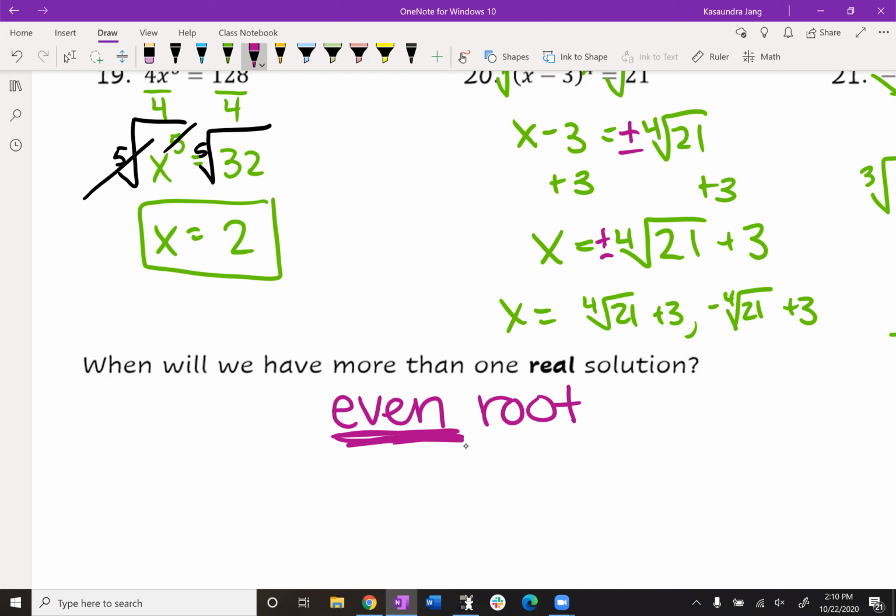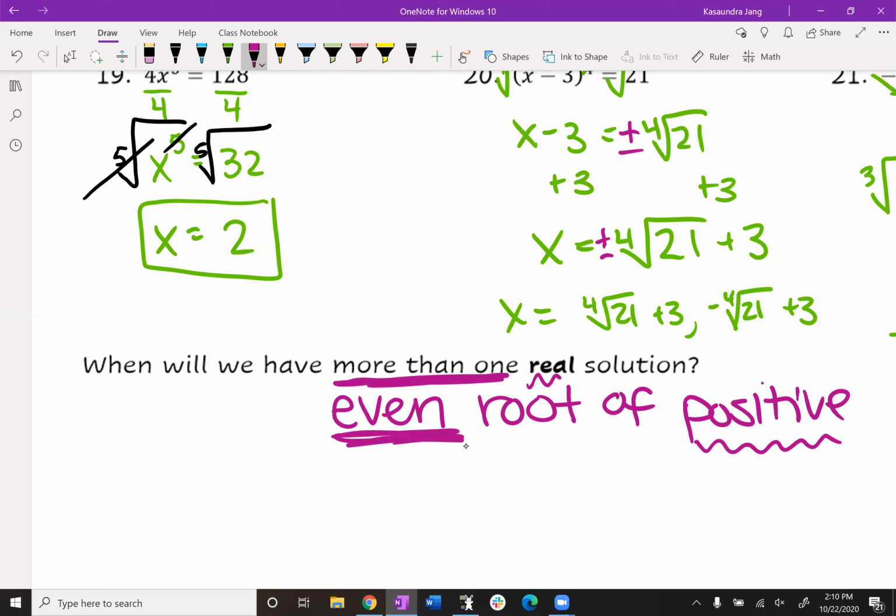Oh, I get what you're saying. An even root of a positive, meaning the even takes care of the whole more than one part, and then the positive takes care of the fact that it's a real solution. There we go. I got what you're saying. Okay. Do you guys need any clarification on this kind of stuff?